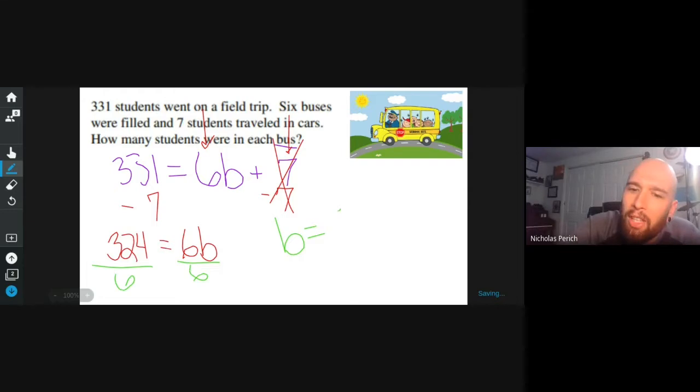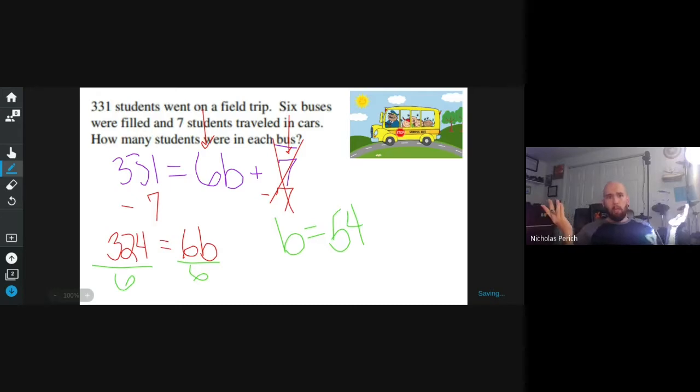All right, so I have B equals 54. Now, again, this is a word problem. So the question is, how many students were in each bus? If this is a real life problem that I'm asking you to solve, I'm not going to ask, hey, how many kids were in each bus, and you're not going to answer, B equals 54. That doesn't make sense to me. There were 54 students in each bus.